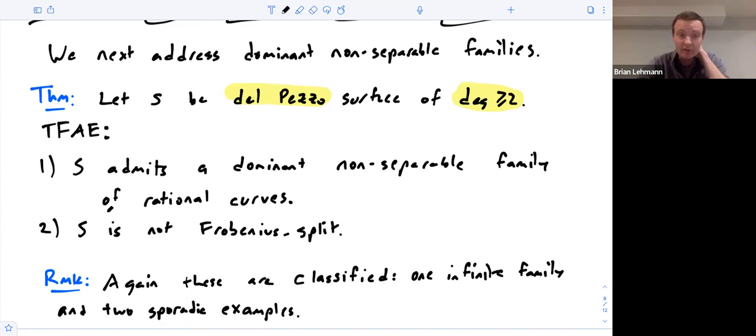Then it turns out that this is equivalent to saying that S is not Frobenius split. Again, you can think of this as some condition on the canonical divisor. It turns out that the condition of being Frobenius split can be phrased in terms of the top cohomology group of the canonical divisor. So again, this pathology is somehow controlled by the canonical divisor in some way.